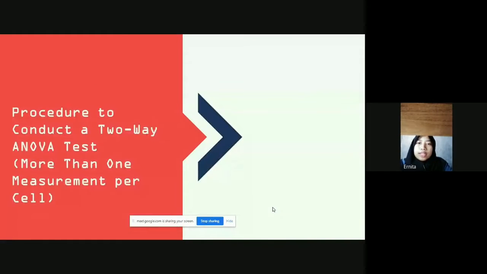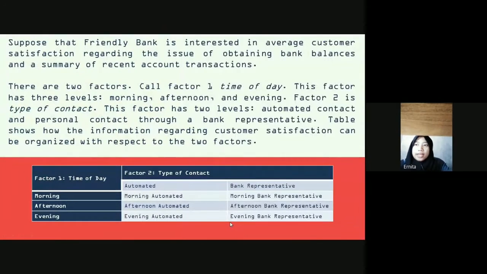Procedure to conduct a two-way ANOVA test, more than one measurement per cell. Suppose that Friendly Bank is interested in average customer satisfaction regarding the issue of obtaining bank balance and a summary of recurrent account transactions. There are two factors. Call factor 1 time of day. This factor has three levels: morning, afternoon, and evening. Factor 2 is type of contact. This factor has two levels: automated contact and personal contact through a bank representative.